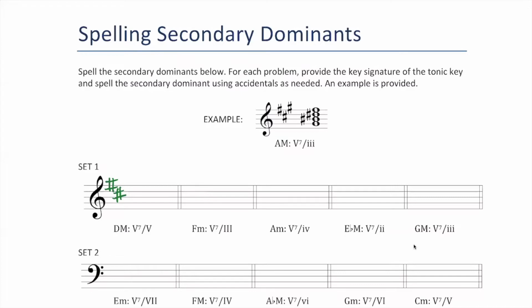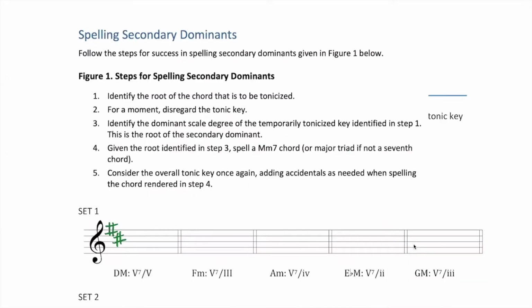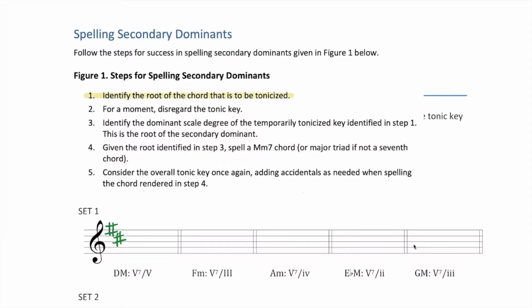Now, what I'd like to do is invite you to think about the guidelines for spelling secondary dominants, which you read about on the guide I posted on Moodle. It's on page 6 of the PDF. The first step in spelling the secondary dominant is to identify the root of the chord that is to be tonicized. In this case, we want the 5 chord in the key of D major as the chord that is to be tonicized. So the question is, what is the root of the 5 chord in the key of D?